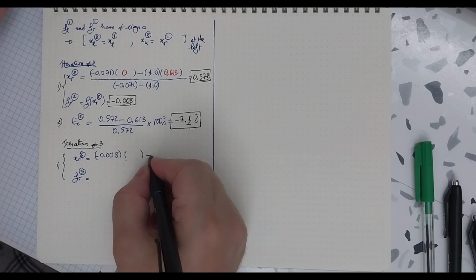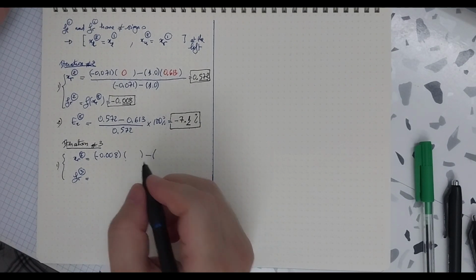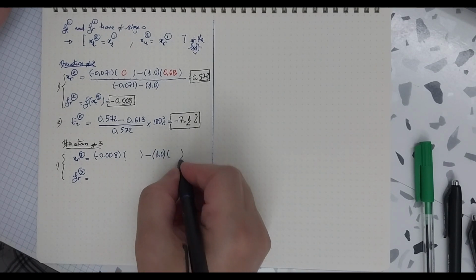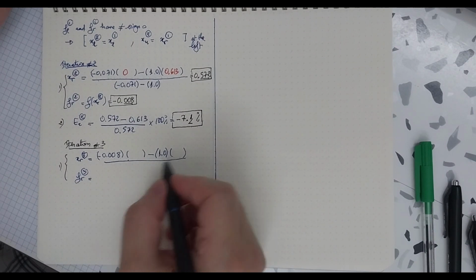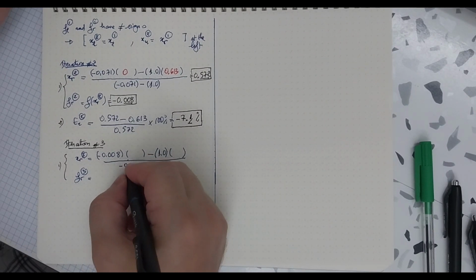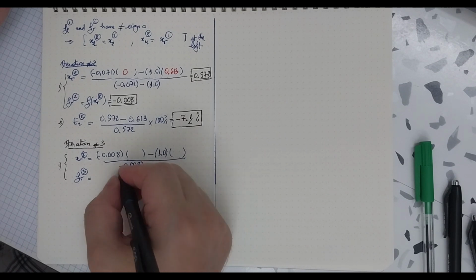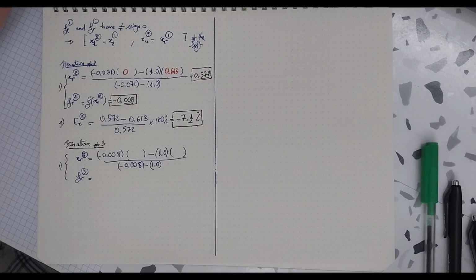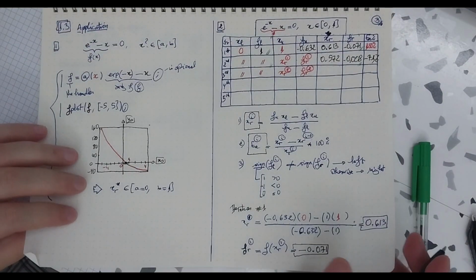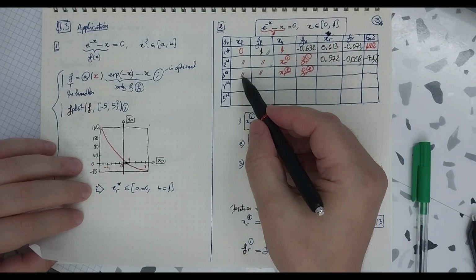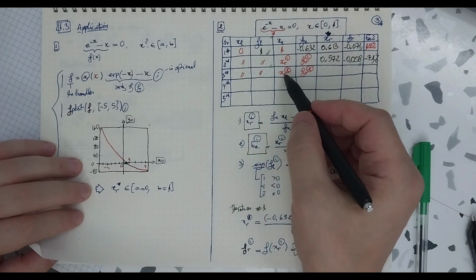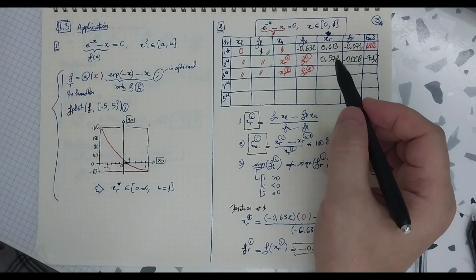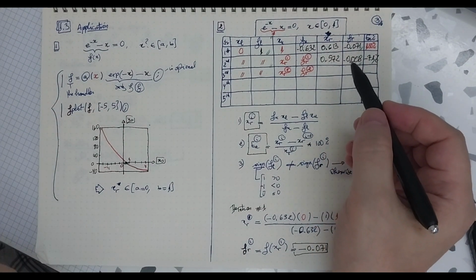I leave space for X, and the lower bound does not change, it's 1. I leave space, and over the same values, minus 0.008, minus 1. And here I add the value of X. So XL will not change, it's 0, but XU is the previous value of XR, that is 0.572.